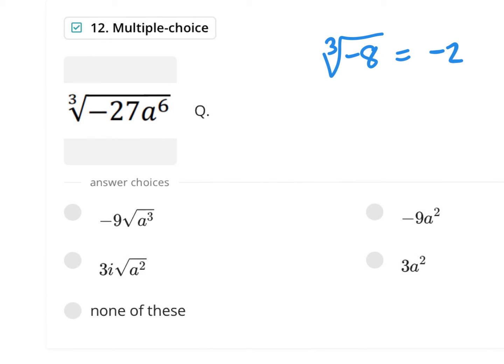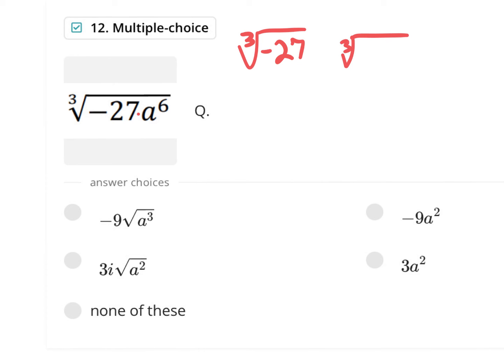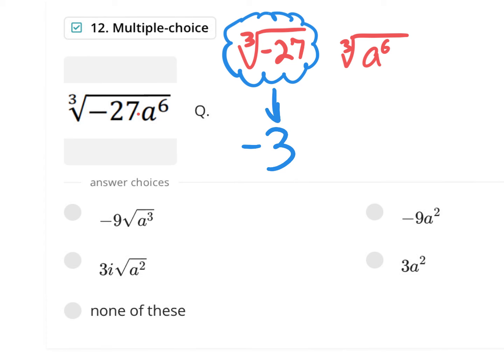Anyway, let's get this out of the way and start simplifying this guy. So once again, we do have negative 27 times a to the 6th. I'm going to split that cube root. Here is the cube root of negative 27, and here is the cube root of a to the 6th. Now, we should all know that this guy works out beautifully. What number times itself 3 times will give you a negative 27? That would be a negative 3. Negative 3 times negative 3 is positive 9. Positive 9 times negative 3 is negative 27. So the answer here is just a nice, beautiful negative 3, right? That's the answer for that one.